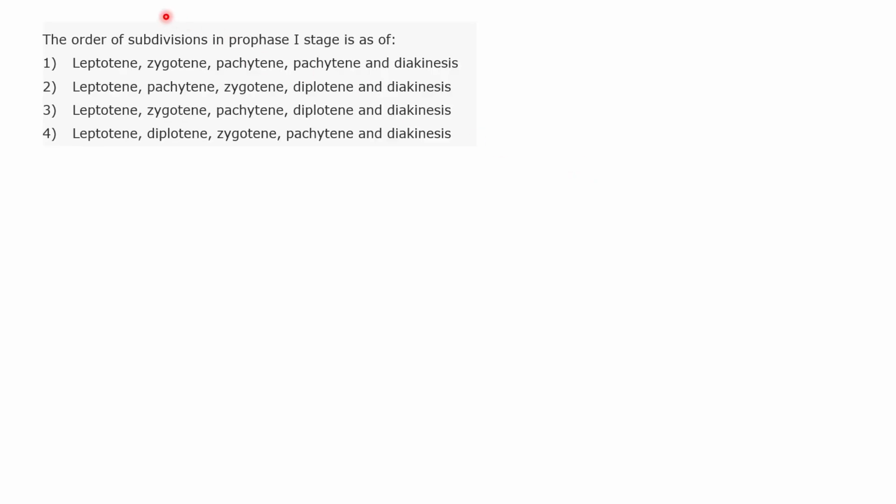The order of subdivisions in the prophase 1 stage is: leptotene, zygotene, pachytene, diakinesis; leptotene, pachytene, zygotene, diplotene and diakinesis; leptotene, zygotene, pachytene, diplotene and diakinesis; or leptotene, diplotene, zygotene, pachytene and diakinesis. Which may be the option? Which is the correct order of all the substages in prophase 1 of meiosis 1?